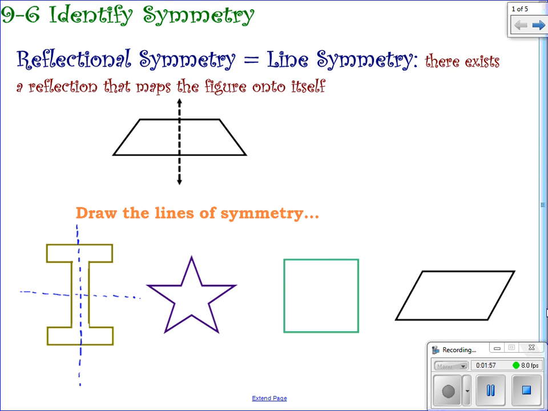How many are on the next one? Five. I see some people saying one and some people saying five. Okay, I think you all agree there's one right here. There's actually one that goes through every single similar way. So that one has five.